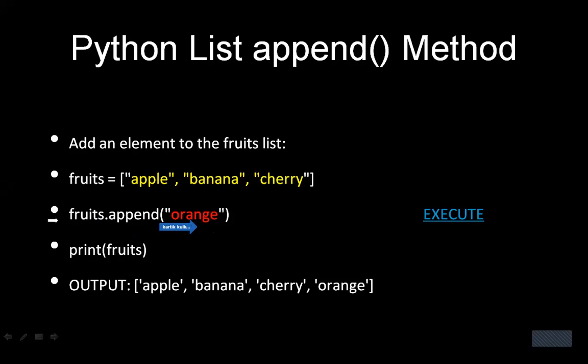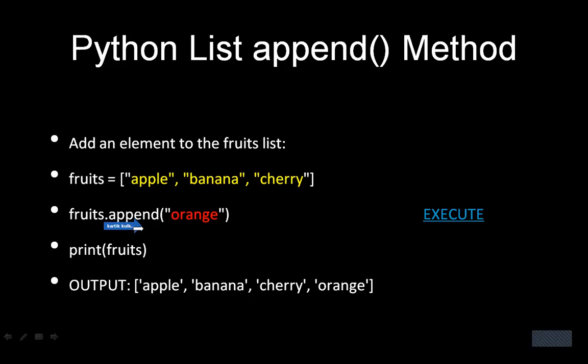Here I have taken fruits. Why have I taken fruits? You might ask the question. I have taken fruits because I have specified the fruits. If you had specified an ECC section, then at that time you could take the name as ECC section. So fruits is nothing but the name of the list, then the dot, and then append. Append is nothing but a built-in method.